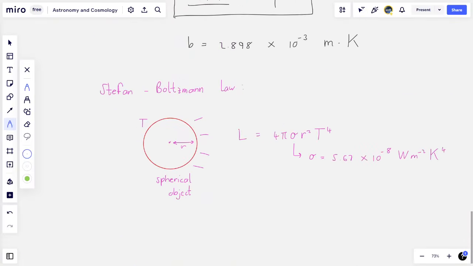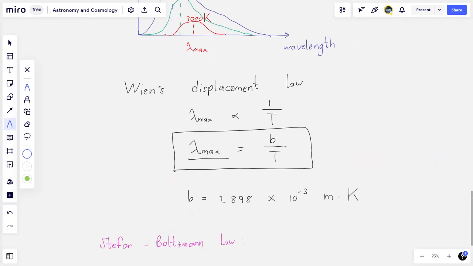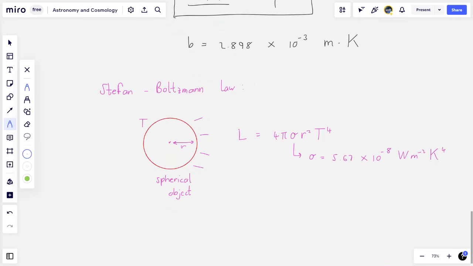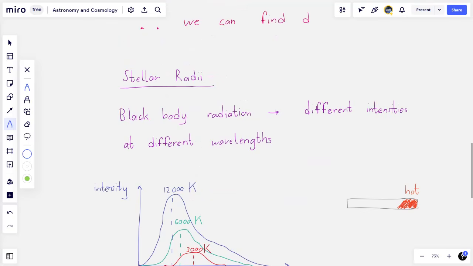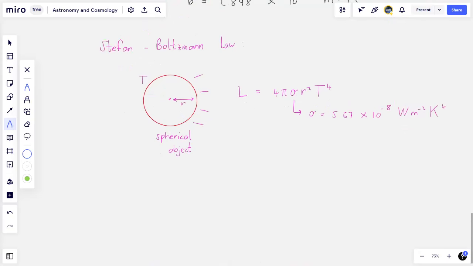But I can find the luminosity if I have an idea of the size of the object or the temperature. Or actually vice versa. If I know the luminosity, I can find the size of the object, since Wien's displacement law will tell me what the temperature is. Aha! So this is why we call the subtopic stellar radii, because we can use the Stefan-Boltzmann law to find the size of a star.